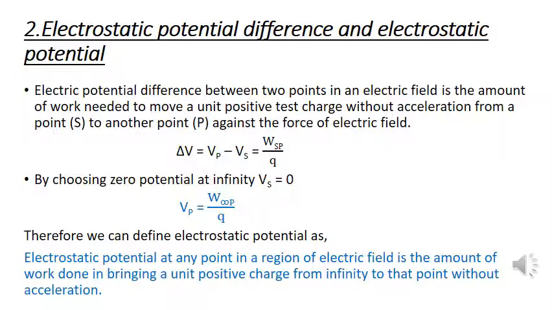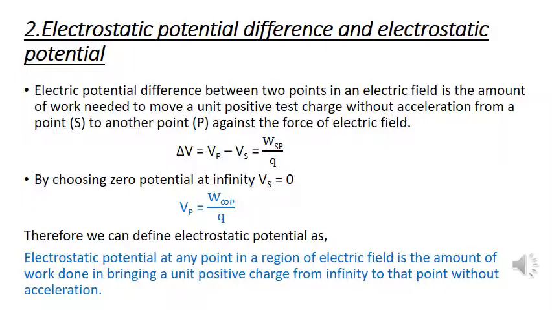So, electrostatic potential difference between two points in an electric field is the amount of work needed to move a unit positive test charge without acceleration from one point to another point against the force of the electric field. Here we have considered S and P as two points between which we are moving the test charge from point S to point P. Therefore, we can write electrostatic potential difference according to this statement: delta V is equal to WSP by Q.